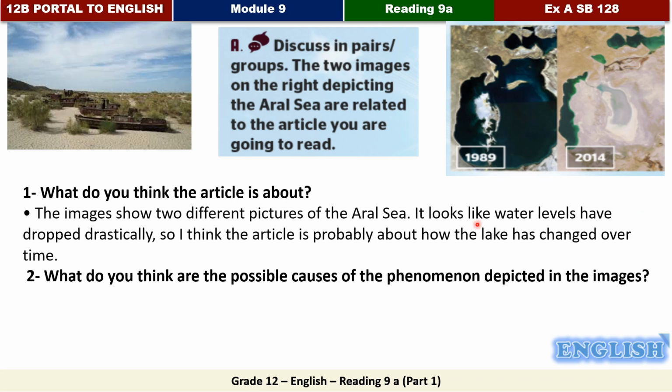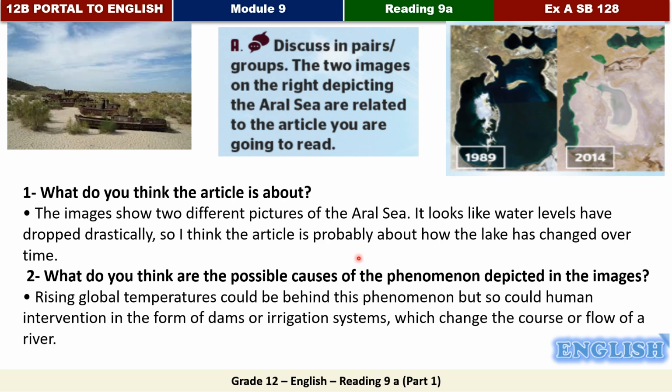Okay, so the images show 2 different pictures of the Aral Sea. It looks like water levels have dropped drastically, so I think the article is probably about how the lake was changed over time. What about question 2? Yes, rising global temperatures could be behind this phenomenon, but so could human intervention in the form of dams or irrigation systems, which change the course or flow of a river. Good.